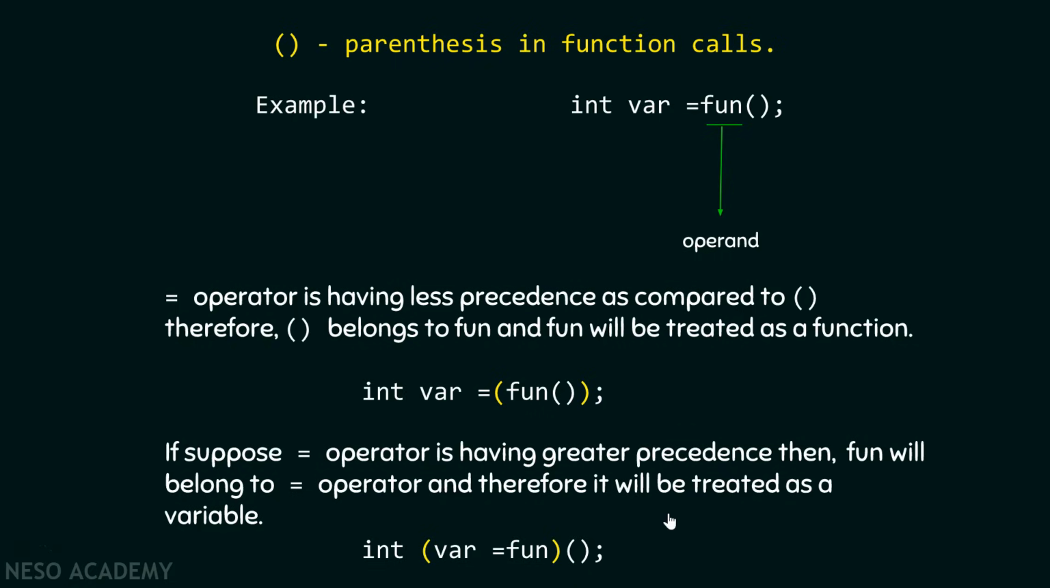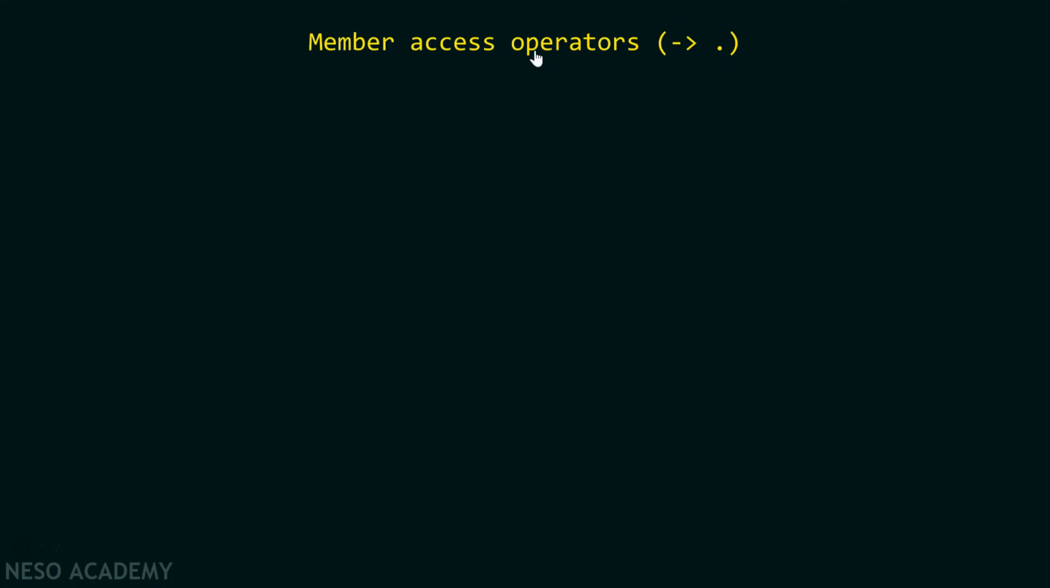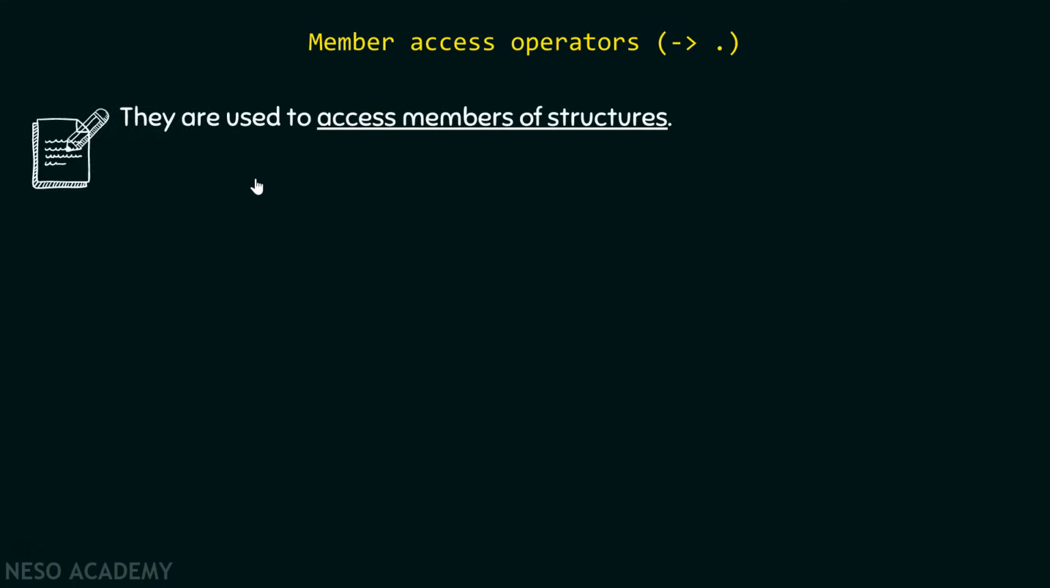Now let's try to understand member access operators. These two are member access operators. They are used to access members of structures. Please note down this point. We will talk about structures later in this course. Therefore, there is no point in concentrating on these operators right now.